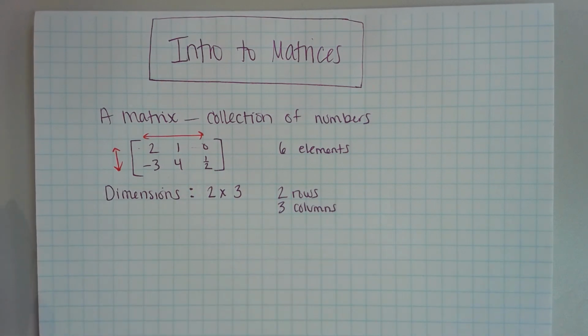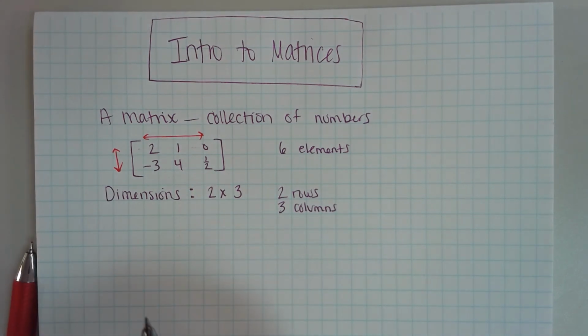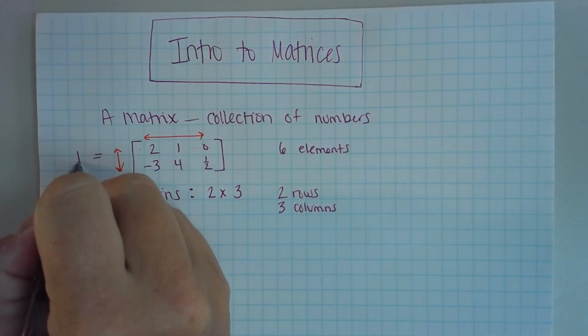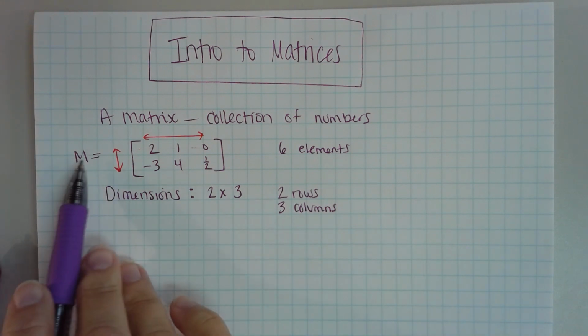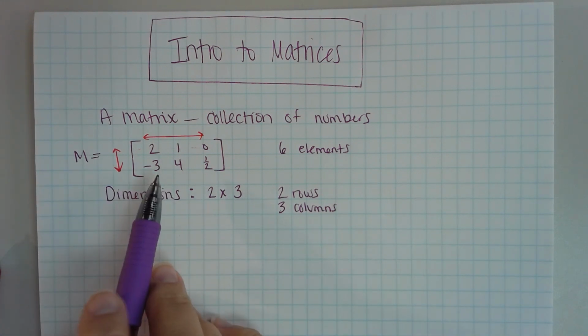Okay. When we talk about naming elements, well, first I should talk about naming the matrix. We use capital letters to name a matrix. So I might say this is matrix M.